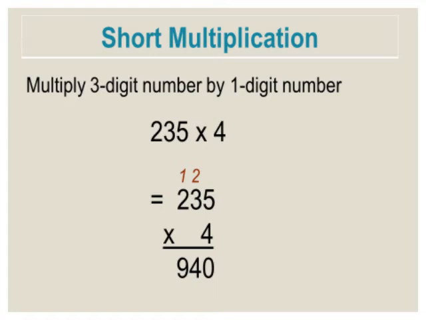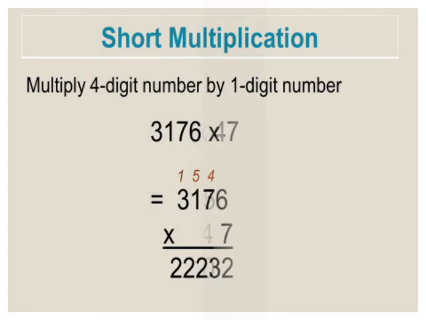4 times 5 is equal to 20. Write the 0 below the units and carry the 2 tens over by writing a small 2 above the 3 tens. Multiply 4 by 3, which gives you 12, and add the 2 that you carried over, which is now equal to 14. Write the 4 down and carry the 100 over by writing a small 1 above the 2. Multiply 4 with 2, which is equal to 8, and add the 1, which will now be equal to 9. Make sure that you write the 9 below the hundreds. The answer is 940.